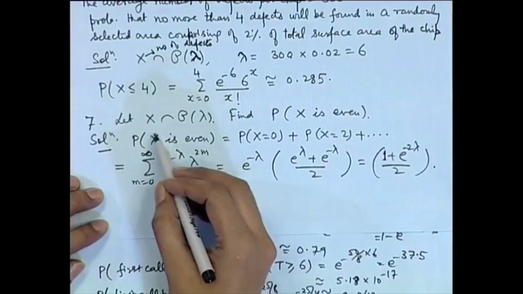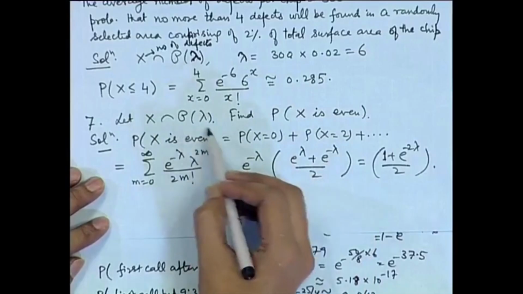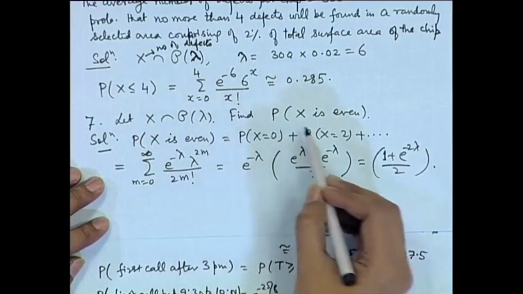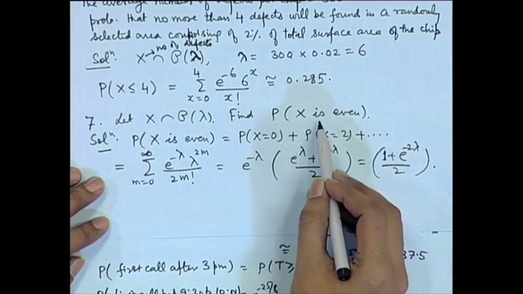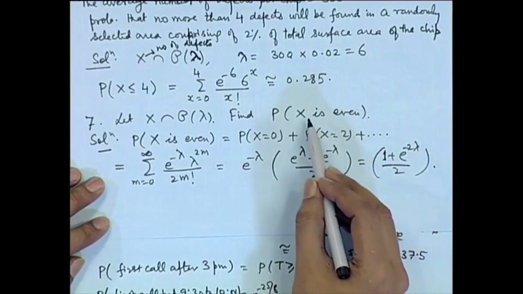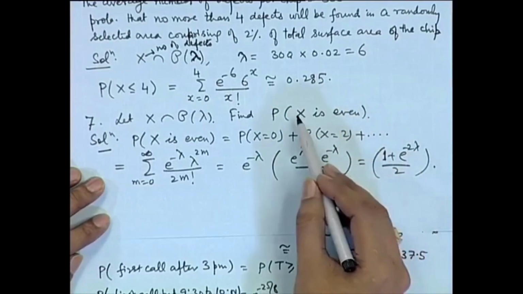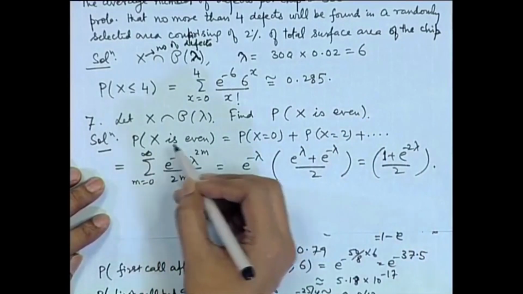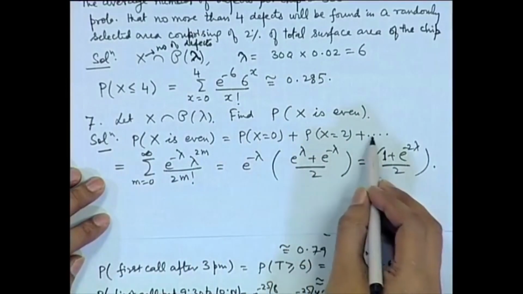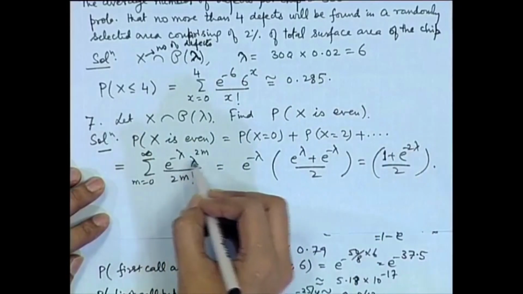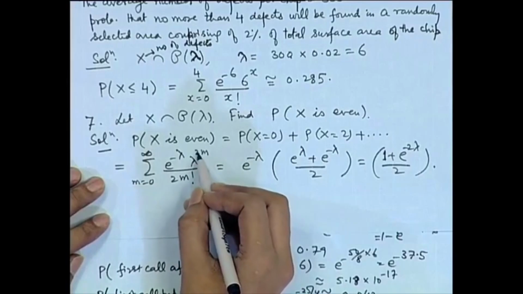Let us look at one more application of the Poisson distribution. Suppose x is a Poisson lambda distribution. What is the probability that x is an even number? As we know, in the Poisson distribution, x can take values 0, 1, 2, 3 and so on, that means any non-negative integer value. So, the probability that x is even is probability x equal to 0, probability x equal to 2, etcetera. That means e to the power minus lambda, lambda to the power j by j factorial, where j is of the form 2m.